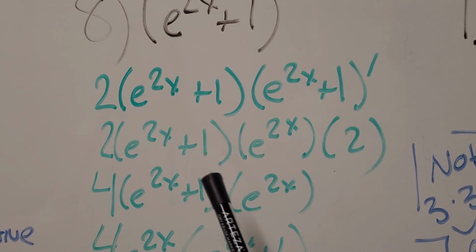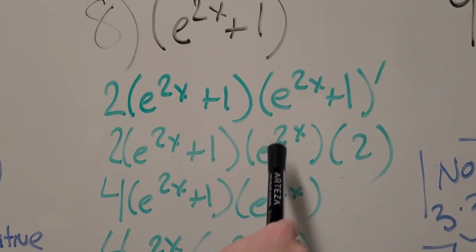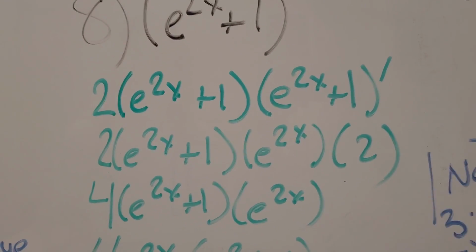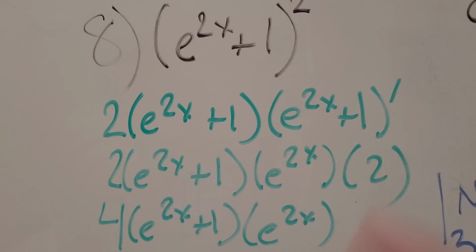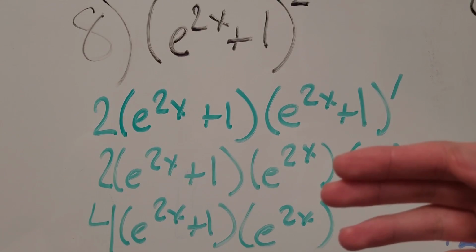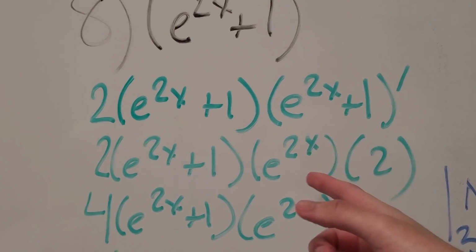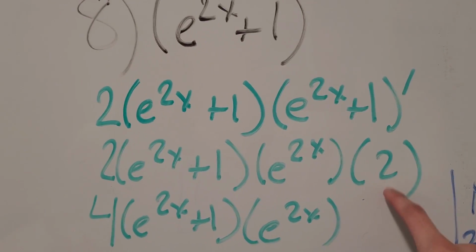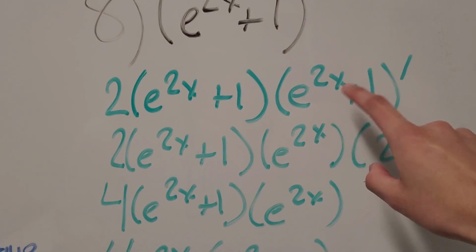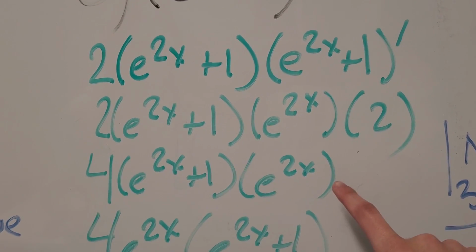And like in the previous video, you cannot derive e to the 2x, but you can derive 2x, which is where the 2 comes from. Technically, you can derive e to the 2x. When you derive e to the 2x, it's just itself, though. So it's just e to the 2x. And the only reason why we have this 2 out here is because of the chain rule, and we have to derive this part.